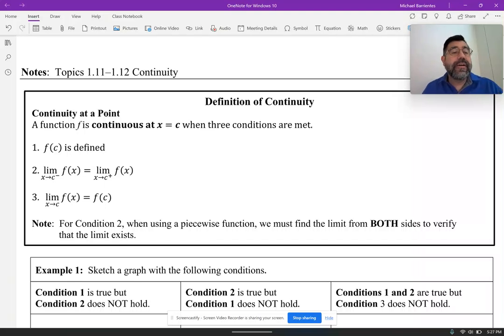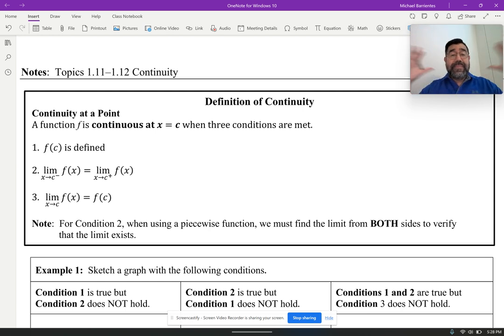Welcome to video one of topics 111 and 112. Continuity is actually a big deal in calculus. And so please don't be misled by the fact that this note sheet is only one page front only.